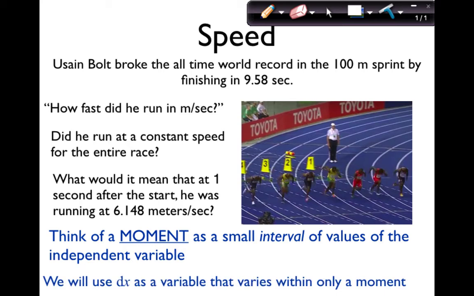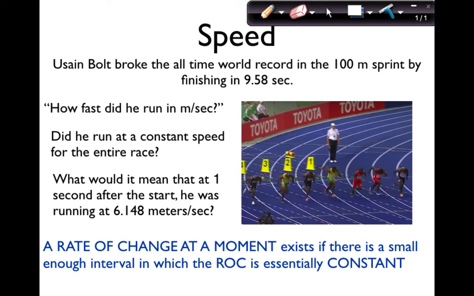So we're going to use this symbol dx. We used it before, represents a change in x, but we're going to use this from now on. It'll just be to be able to apply this in any situations. We'll talk about it as just representative of small amounts of change in x, not just any amount of change. We could have, in our previous examples, used any amount of change, but we'll stick with small amounts of change. So a rate of change at a moment, or a rate of change in a moment, if you want to think of it that way, only exists if there's a small enough interval in which the rate of change is essentially constant.